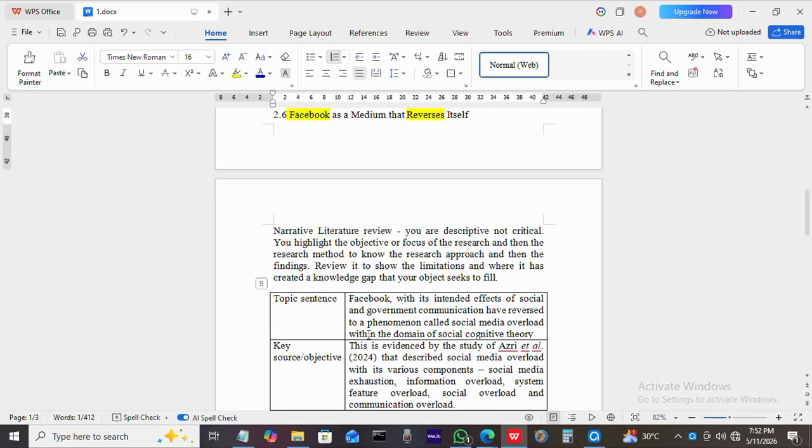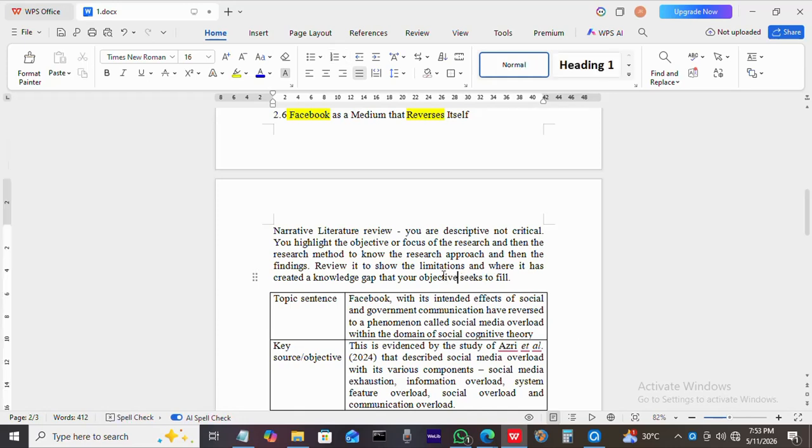What was the focus of the research? What was the research method? Then to know the research approach and the findings, those are key. Then we review it. What limitations did you see in that research that has created a knowledge gap for our own objective to fill out?